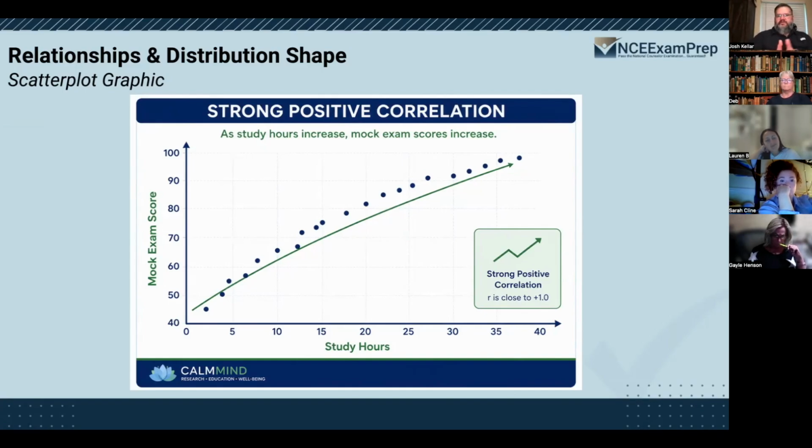Pausing for questions. You see on the chart how as study hours increase, mock exam score is increasing. We see that rise in both directions.